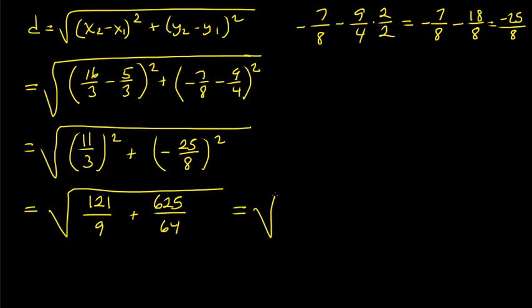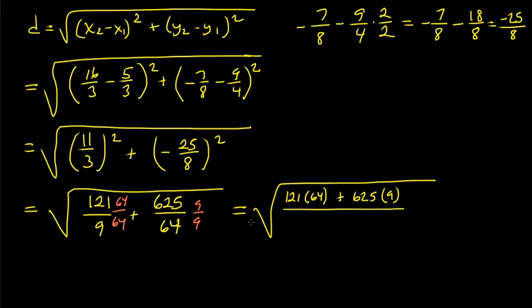Now we need a common denominator here. And I'll tell you right now, it's just 9 times 64. They have nothing in common, right? So 9 is 3 times 3. 64 is, well, 8 times 8. So I'm going to do this fairly quickly here, right? We're going to multiply the first fraction by 64 over 64. And the second fraction by 9 over 9. Okay. So what we're going to end up with is 121 times 64 plus 625 times 9, all over 64 times 9.